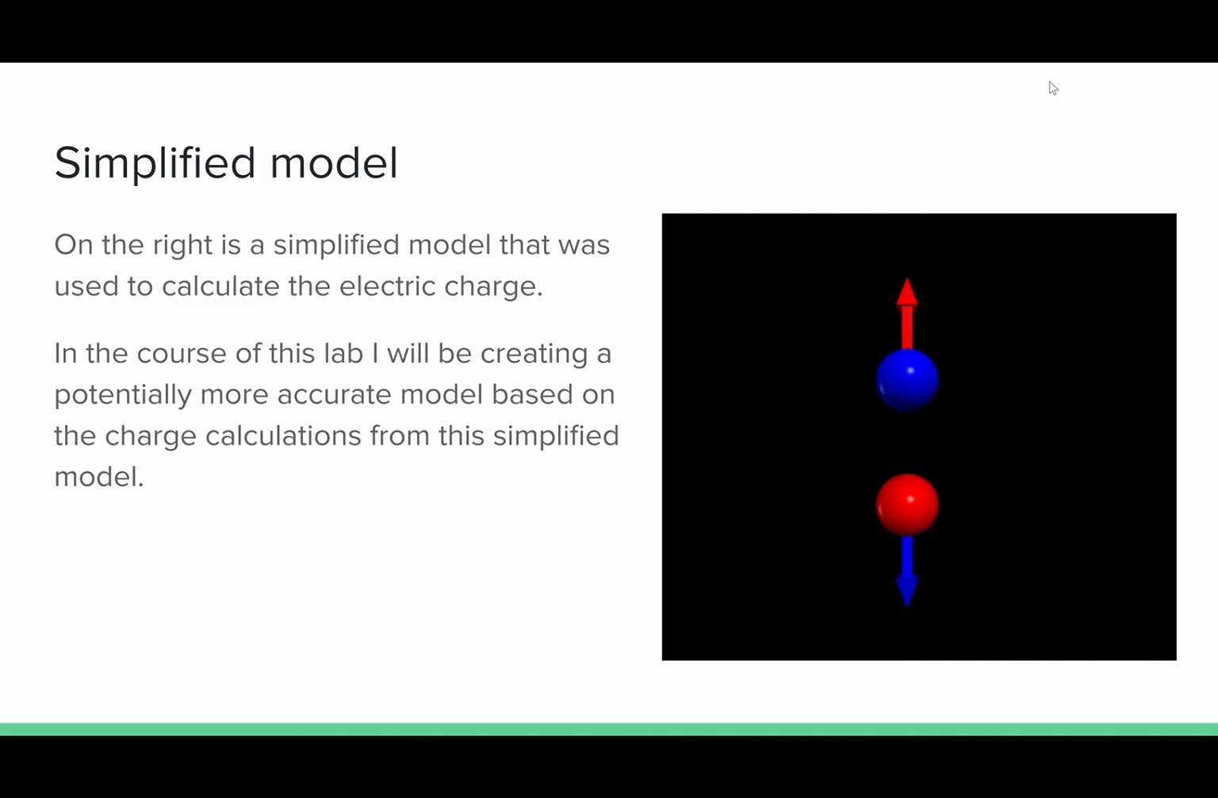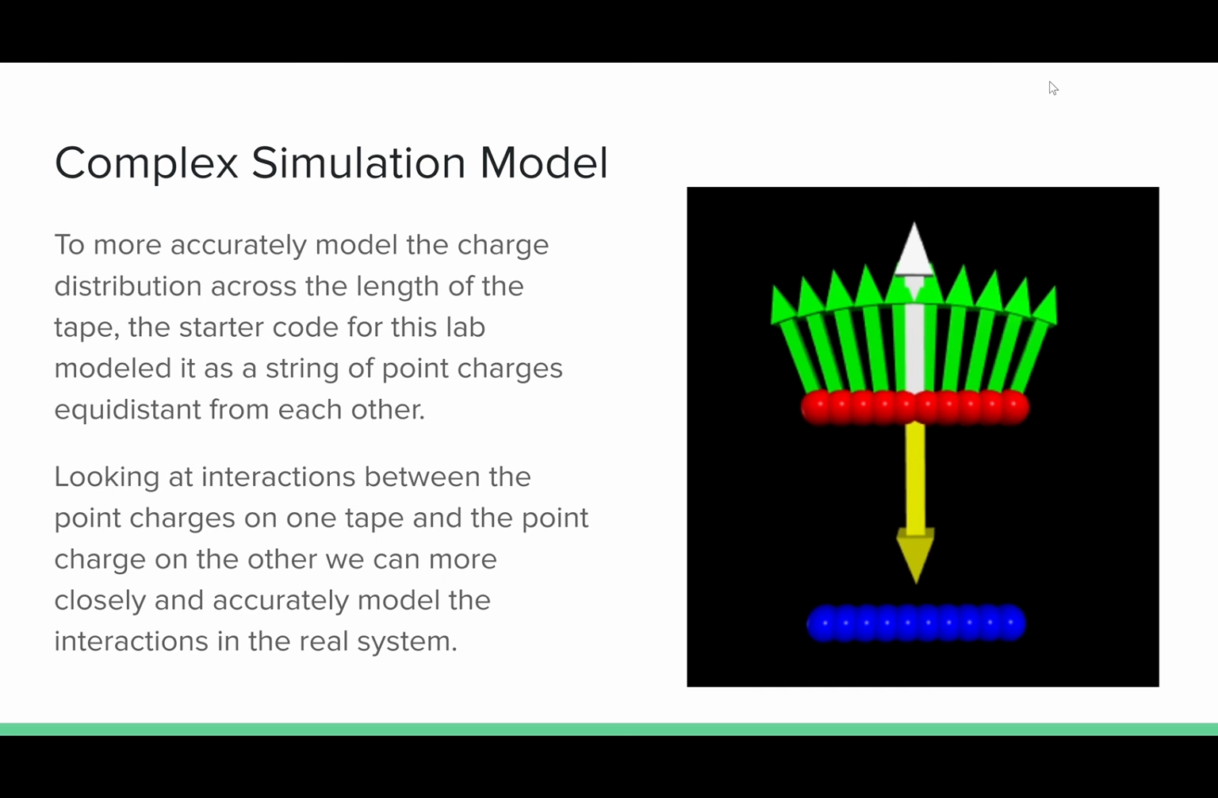We can examine a simplified model which we used to calculate the electric charge in Lab 1. And on the right, you can see a simplified model that was used to calculate the electric charge that was shown in the previous slide. In the course of this lab, I will be creating a potentially more accurate model, which is based on the charge calculations from this simplified model, and does the force calculations using the more complicated model. The more complex simulation model looks like something which is on this slide on the right.